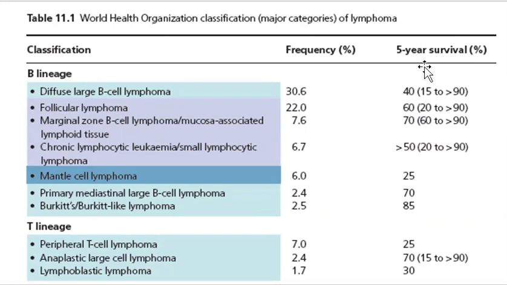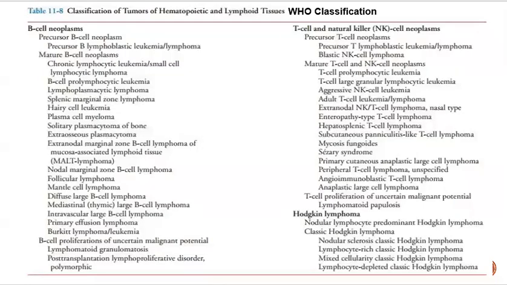So according to the WHO, all lymphomas can be divided into B and T lineages, and the B cell lineage contains more than 80% of cases, and the T lineage, with three types of different lymphoma, contains around 20% of cases. Another presentation of the classification by the WHO of all lymphomas is by division into T and B and Hodgkin lymphomas.